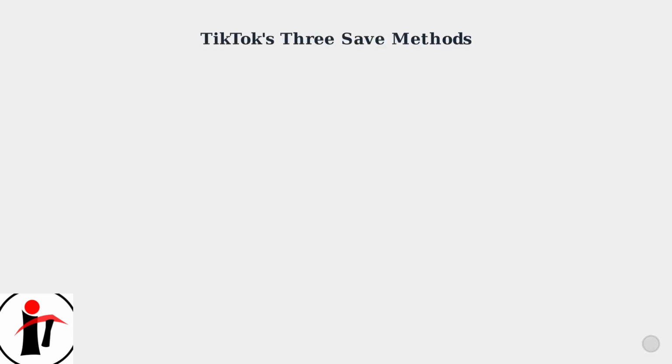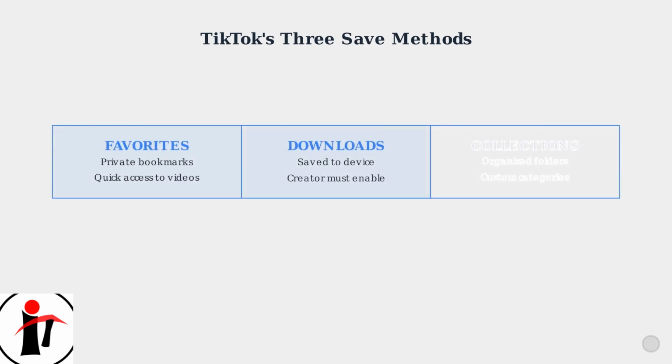TikTok offers three primary ways to save videos for later viewing. Understanding these methods will help you organize and access your saved content efficiently. The first method is Favorites, a private bookmarking system. The second is Downloads, which saves videos directly to your device. The third is Collections, which lets you organize content into custom folders.